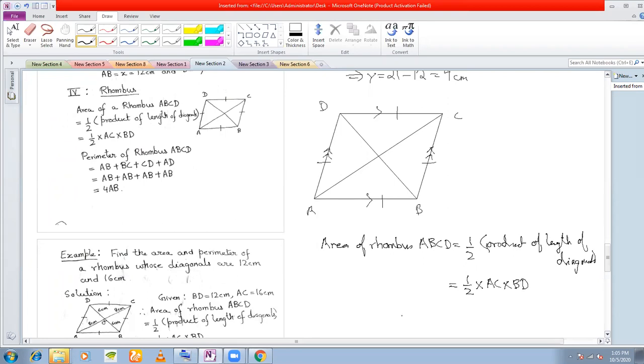And if you want to calculate the perimeter, if you know any one side, just multiply it by 4. See, perimeter is AB plus BC plus CD plus DA, all are equal, so all can be taken as AB. So 4 times AB, that is the same as a square actually.